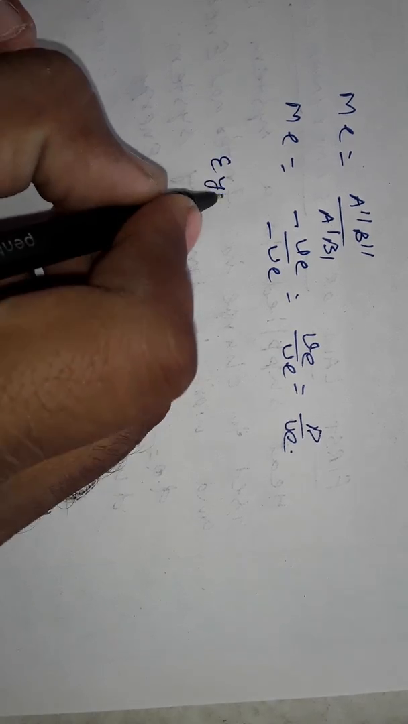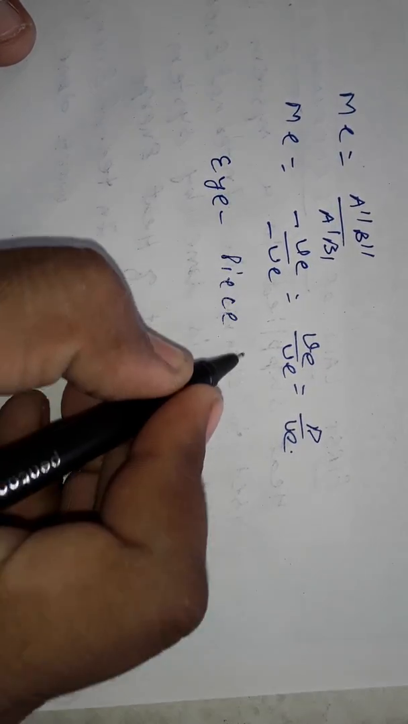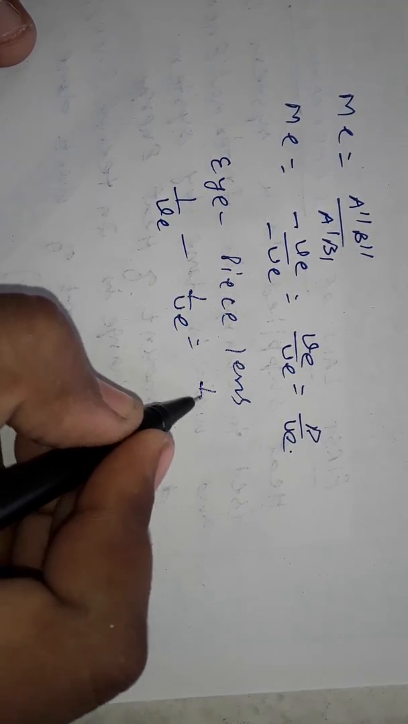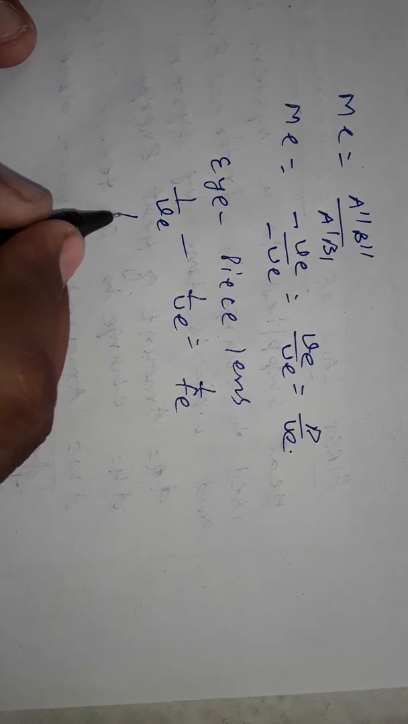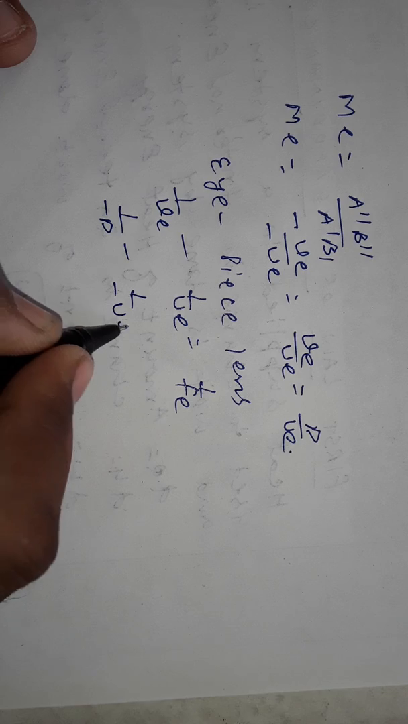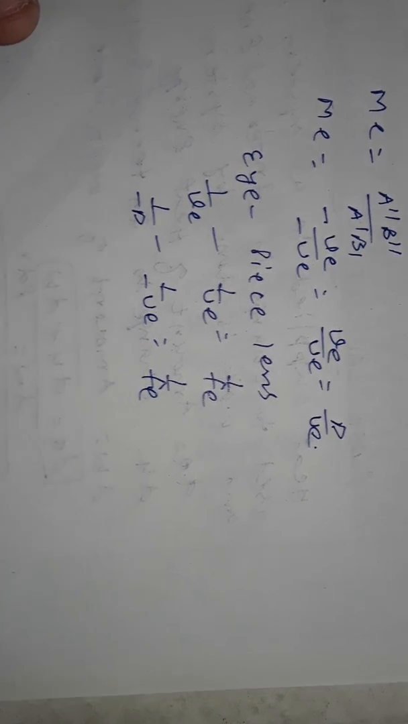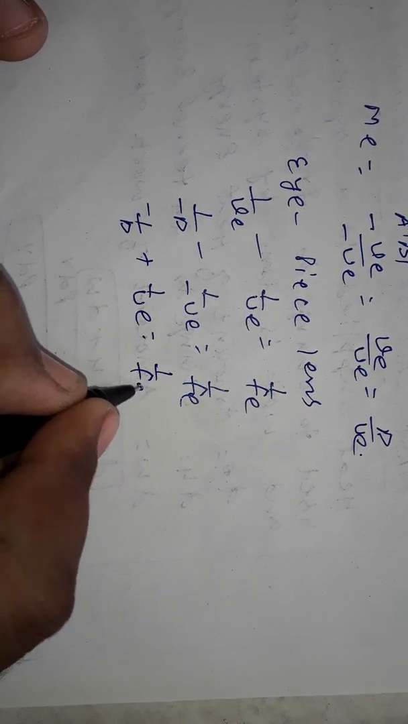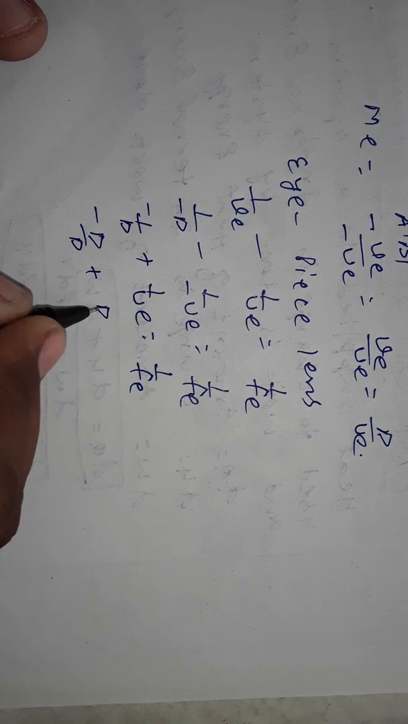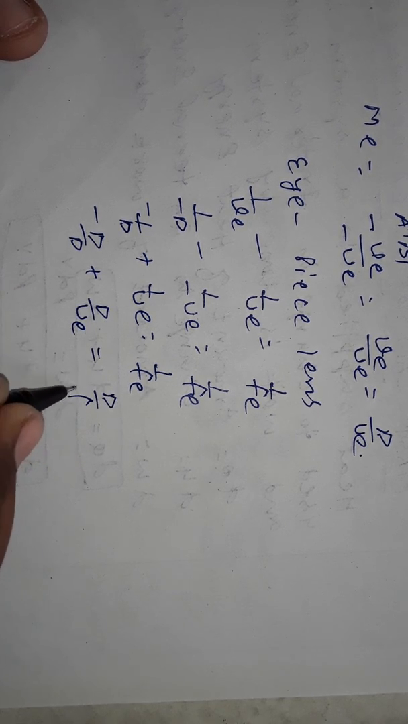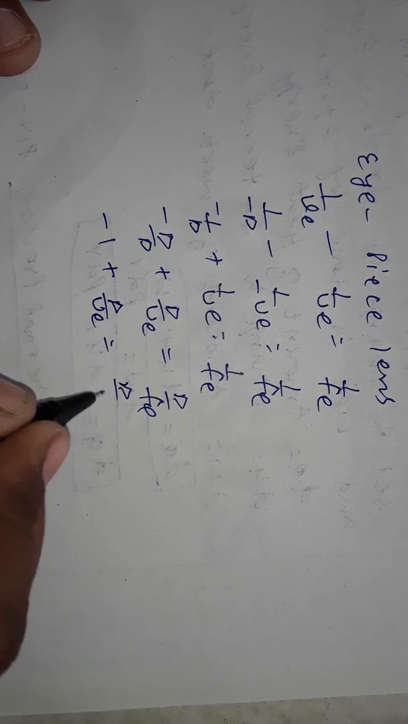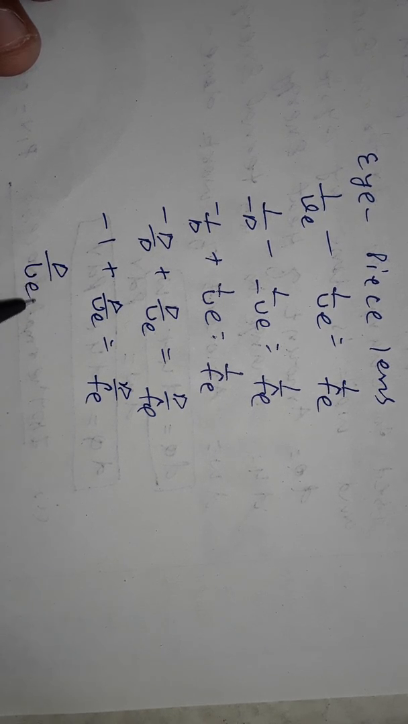For the eyepiece lens, we can write here 1 by V minus 1 by U is equal to 1 by F. So V is equal to minus D, U is in the left side. So we can write here minus 1 by D plus 1 by UE is equal to 1 by FE multiplied by D both side. So now we can write here minus 1 plus D by UE is equal to D by FE. D by UE is equal to 1 plus D by FE.